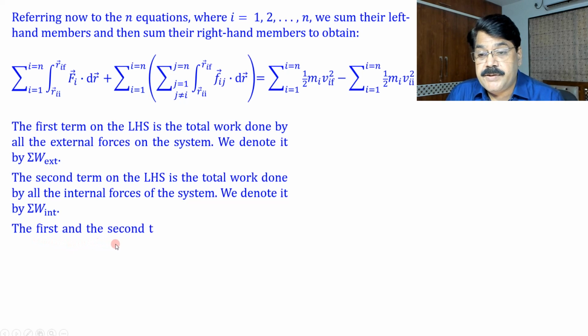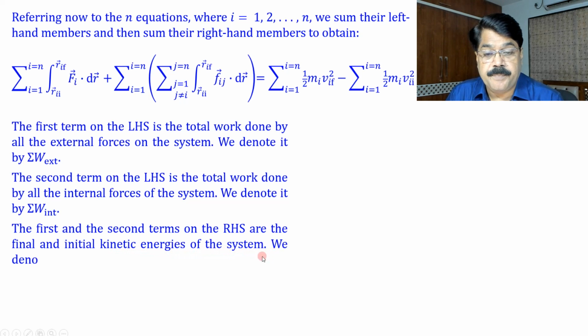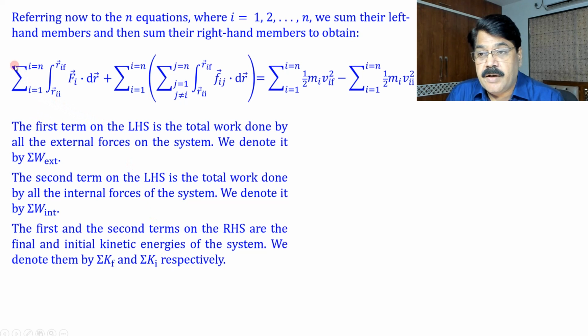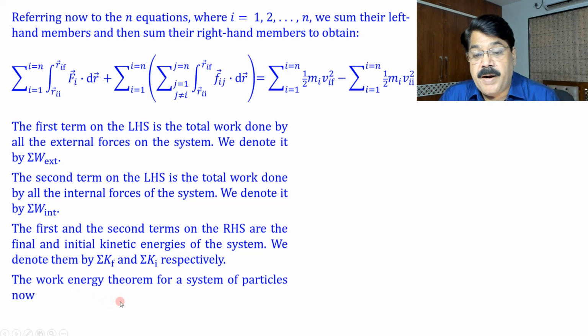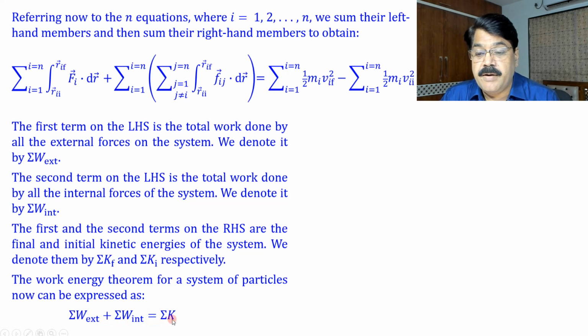Similarly, the first and the second terms on the RHS are the final and the initial kinetic energies of the system. We denote them by summation Kf and summation Ki respectively. And by using this notation, the work-energy theorem will be expressed in very simple notation. The work-energy theorem for a system of particles can now be expressed as summation W external plus summation W internal is equal to summation K final minus summation K initial.